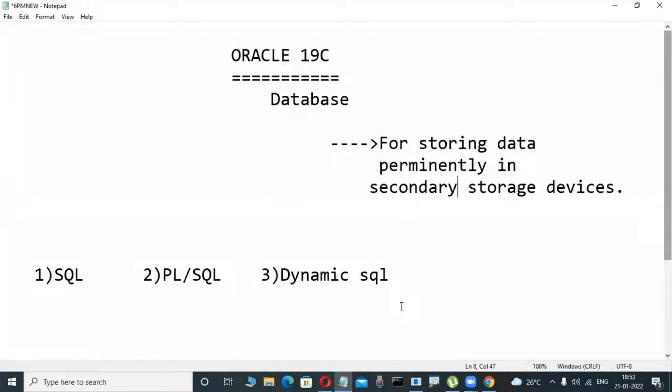ETL developers always need subqueries, joins, materialized views, indexes, partitions. Some concepts are required: OLAP features, rank, dense rank, this type of analytical functions, lag and lead analytical functions. Some knowledge is required, and PL/SQL stored procedures.